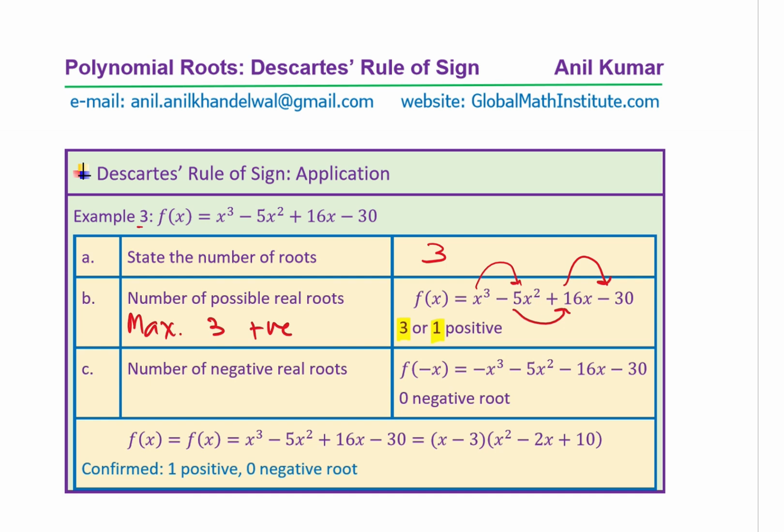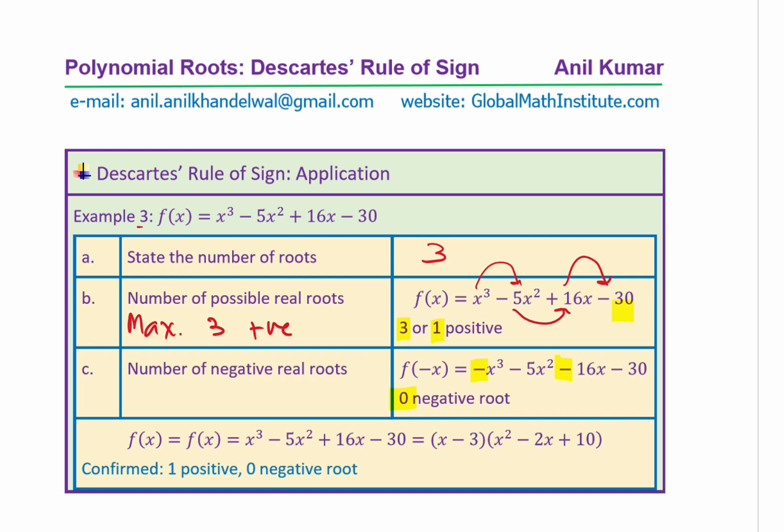Okay, now, number of negative roots, write down f of minus x. Once you write f of minus x, it really means reverse the sign for the odd terms. Do you see that? We reverse these signs, and now we're checking the change in sign. Well, there is no change in sign, so 0 negative roots. That means for this polynomial, only positive numbers should be tried. Do you get the idea?